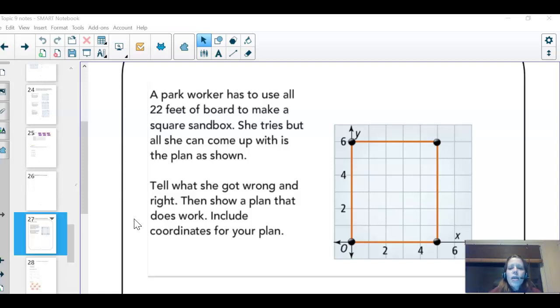We're going to go ahead and we're going to use the coordinate plane. Vamos a usar el plano cartesiano hoy.